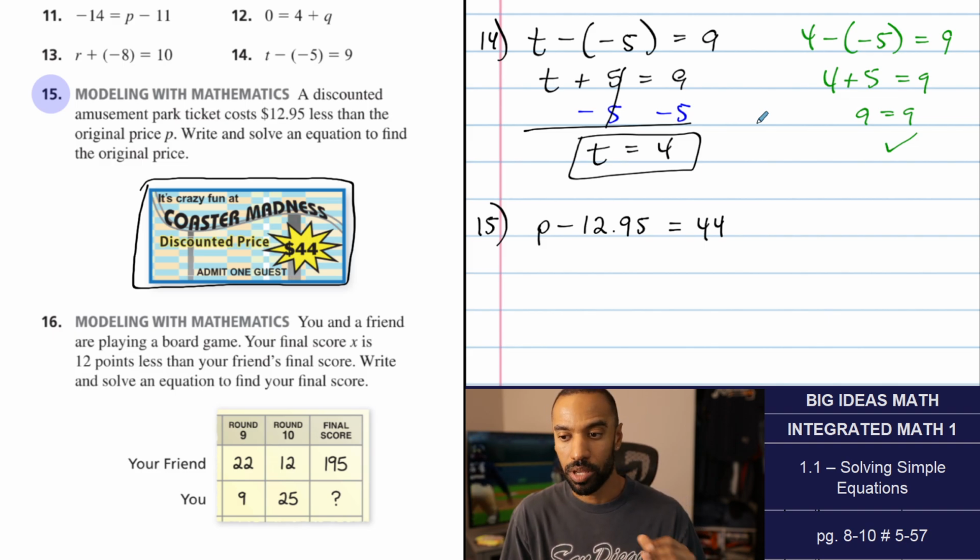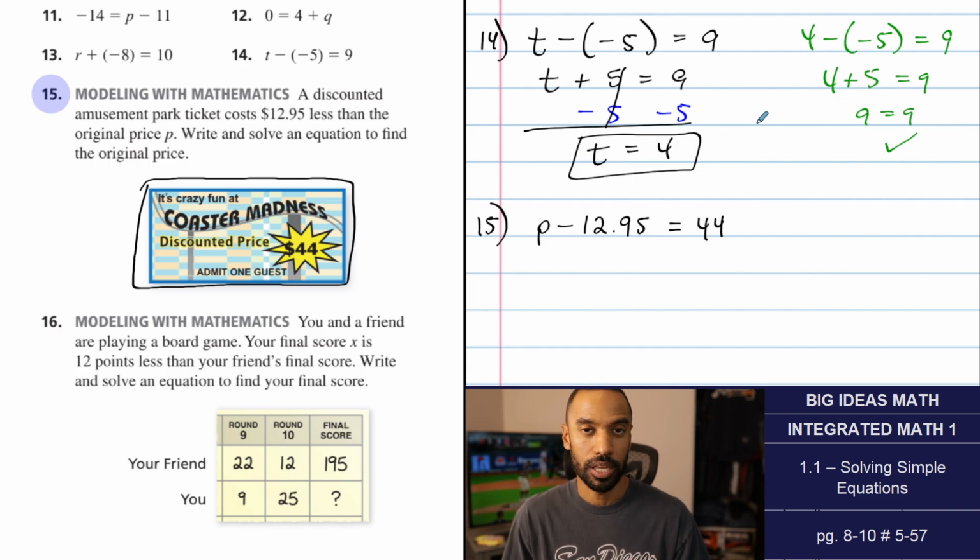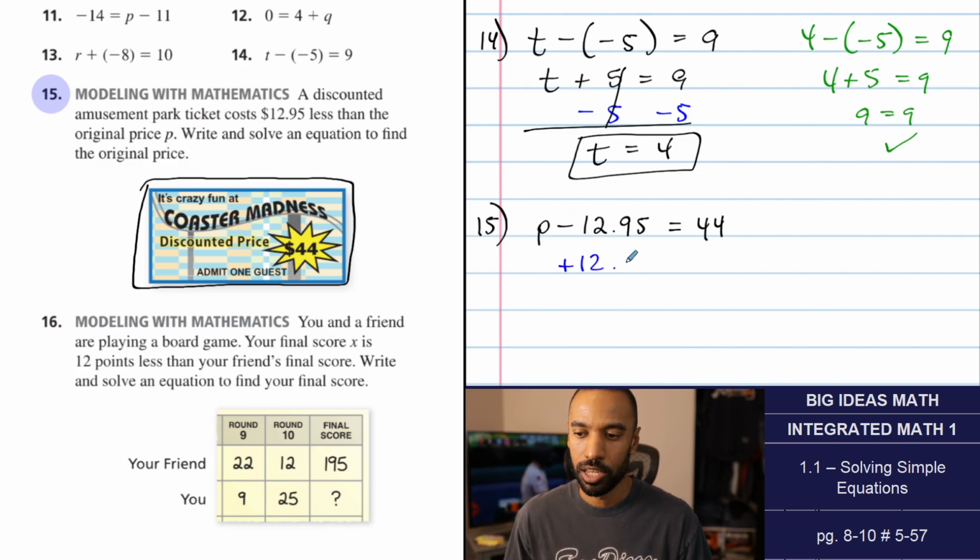Now, what math do we eventually do to get to the answer? Surely it looks like we're going to do addition. We don't need to try and, again, outwit the problem and figure that out beforehand. Let's create the equation as it's supposed to be presented, and then we'll solve algebraically. Because this is subtraction, we will be doing addition on both sides of this equation, adding $12.95.